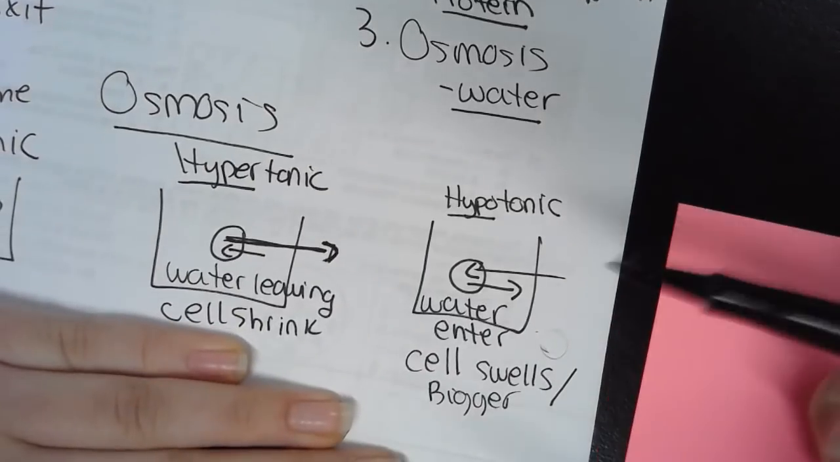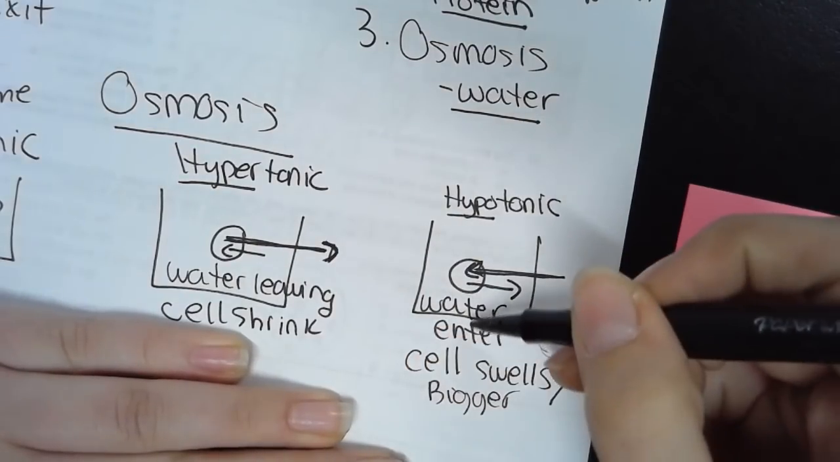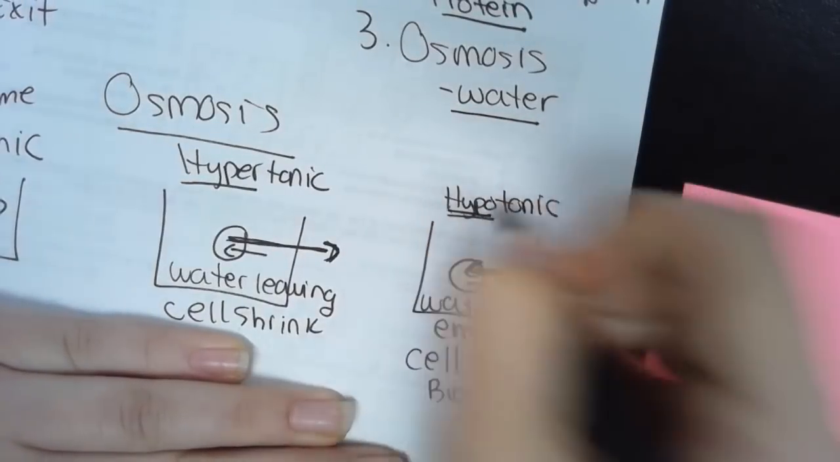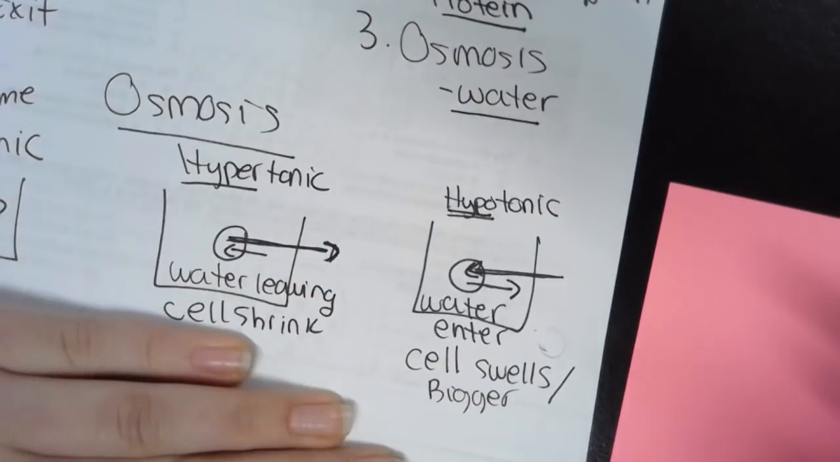All right, and then lastly, if we have more water entering the cell than leaving, then that means that the cell is going to swell or get bigger. That would be a hypotonic environment. Think hypo like hippo. Hippos are big, the cell gets bigger.